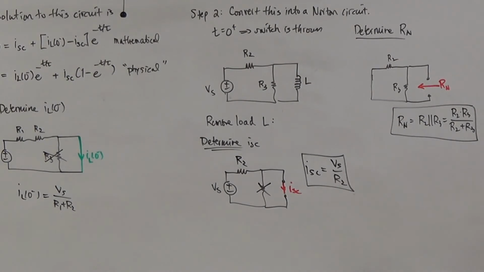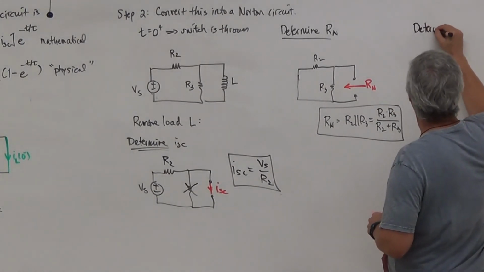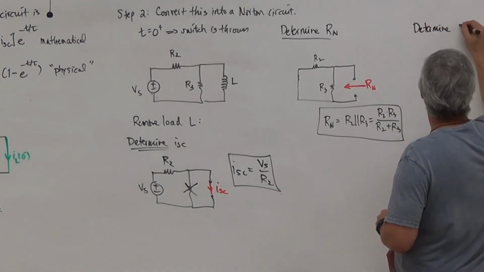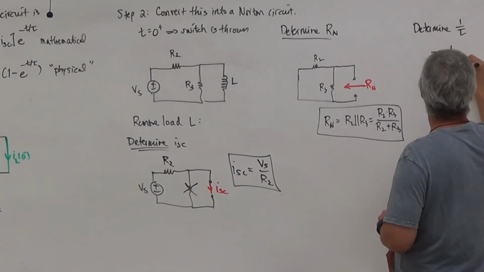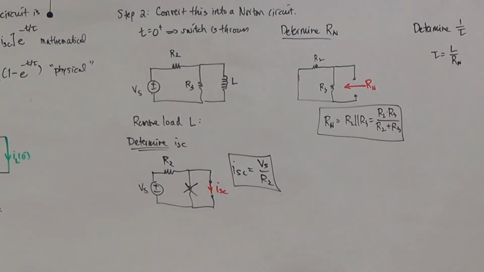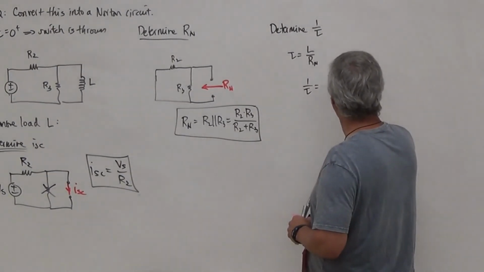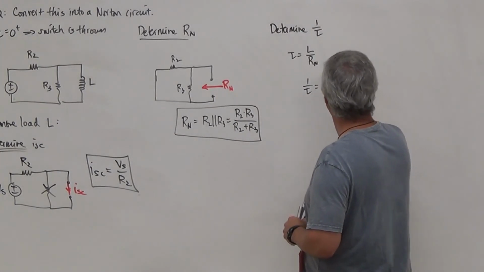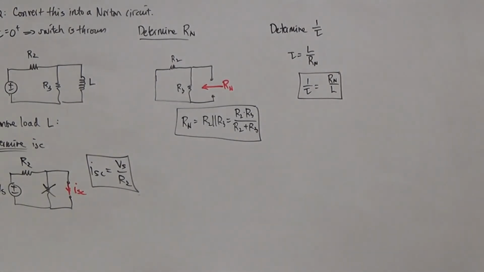And then we would go in and calculate our time constants here. When we determine our time constant, if we want to determine 1 over tau, tau is L over R Norton. Okay? So if that's the case, then 1 over tau will be Rn over L. And then I would stick that into my solution here.